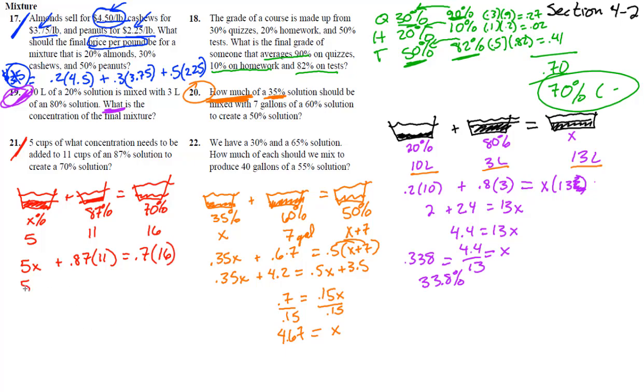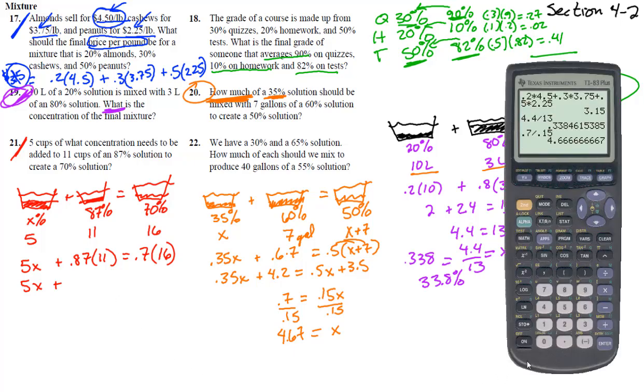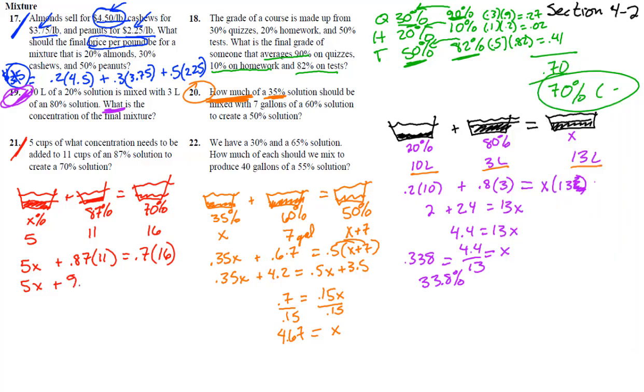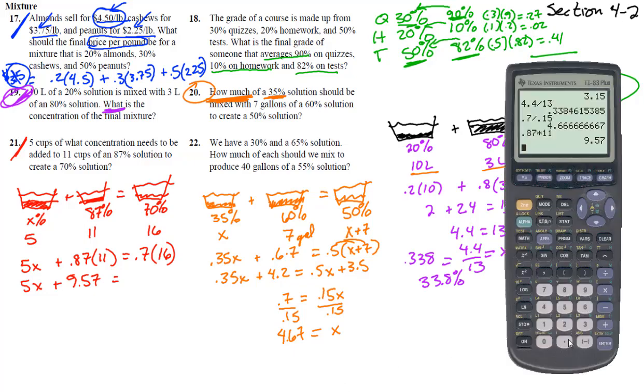Okay, so 5x plus, what does that equal? Better take out our calculator. 0.87 times 11, and that's 9.57, equals, and then 0.7 times 16, and that's 11.2.